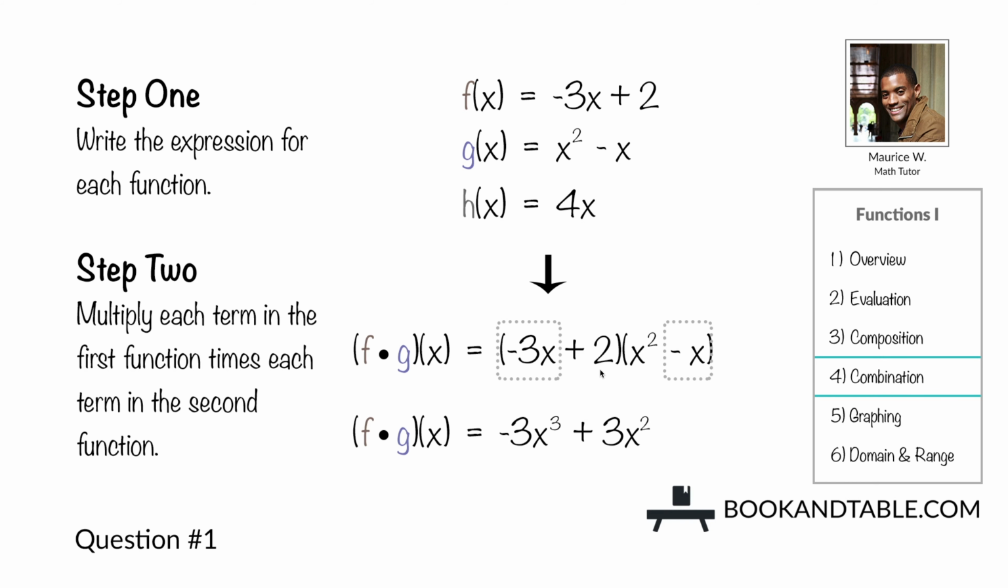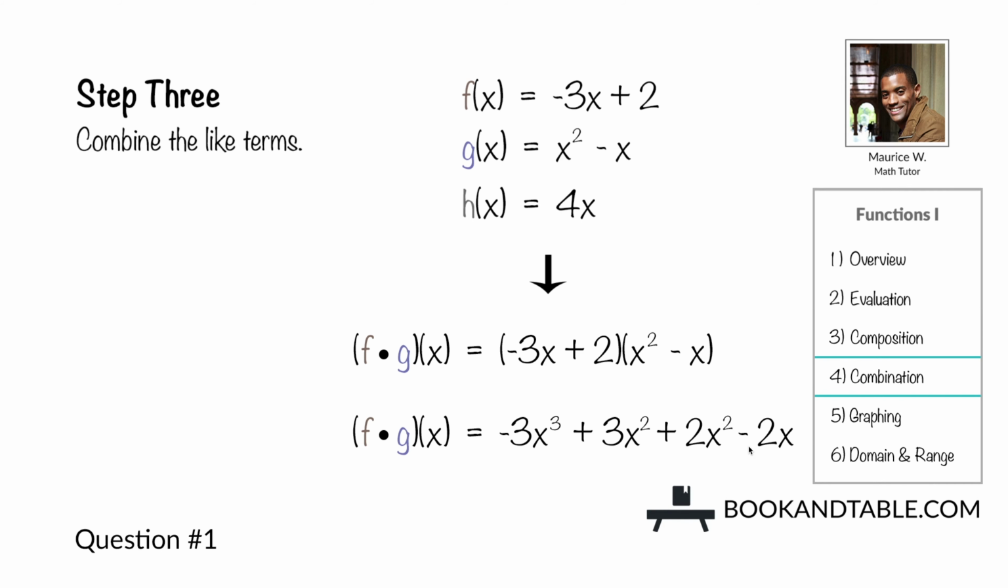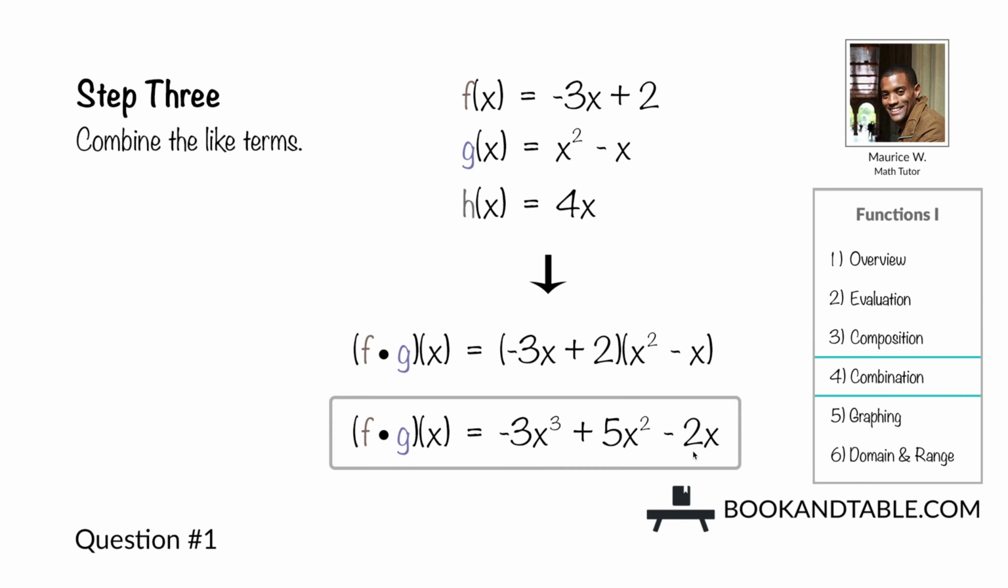And now we move to the second term in the first function. 2 times x squared is 2x squared. And then 2 times negative x is negative 2x. And now, step 3, we want to combine the like terms, positive 3x squared and positive 2x squared, to give us positive 5x squared. So the final answer to question number 1 is f times g of x is equal to negative 3x cubed plus 5x squared minus 2x.